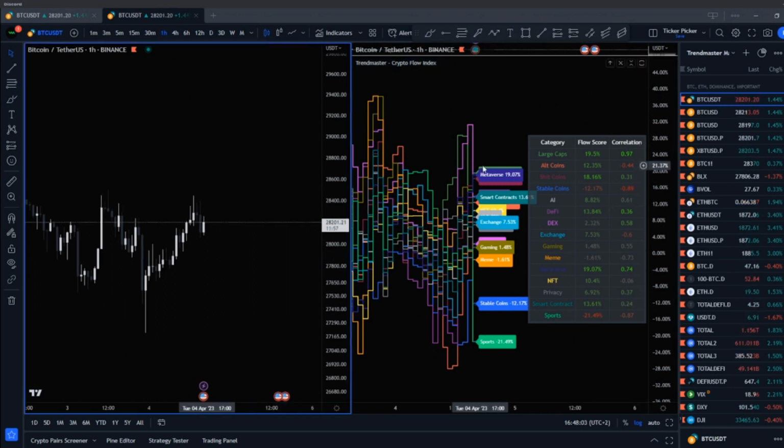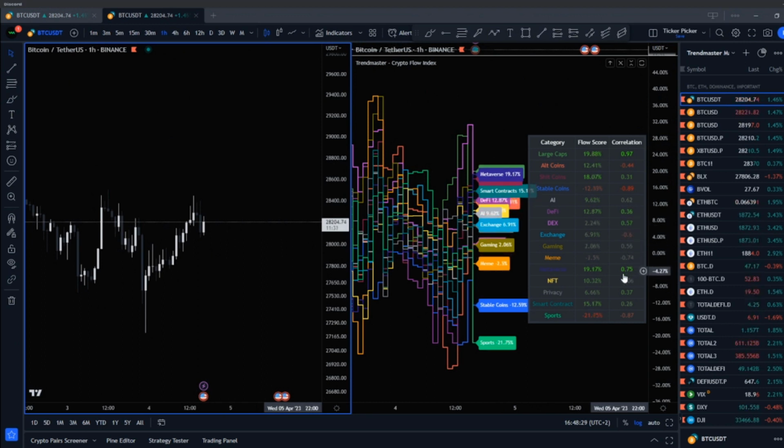So with this, we can actually see, hey, look at that, metaverse tokens are actually outperforming everything else. Large caps are again outperforming everything. You know, the Bitcoin, the ETH, the correlation is the highest. Altcoins, not so much. Altcoins, it hasn't quite broken that way. Stable coins, yeah, not really important. DeFi and DEX starting to improve significantly. Metaverse doing well. NFT garbage. Privacy pretty garbage. Smart contract not really there yet.